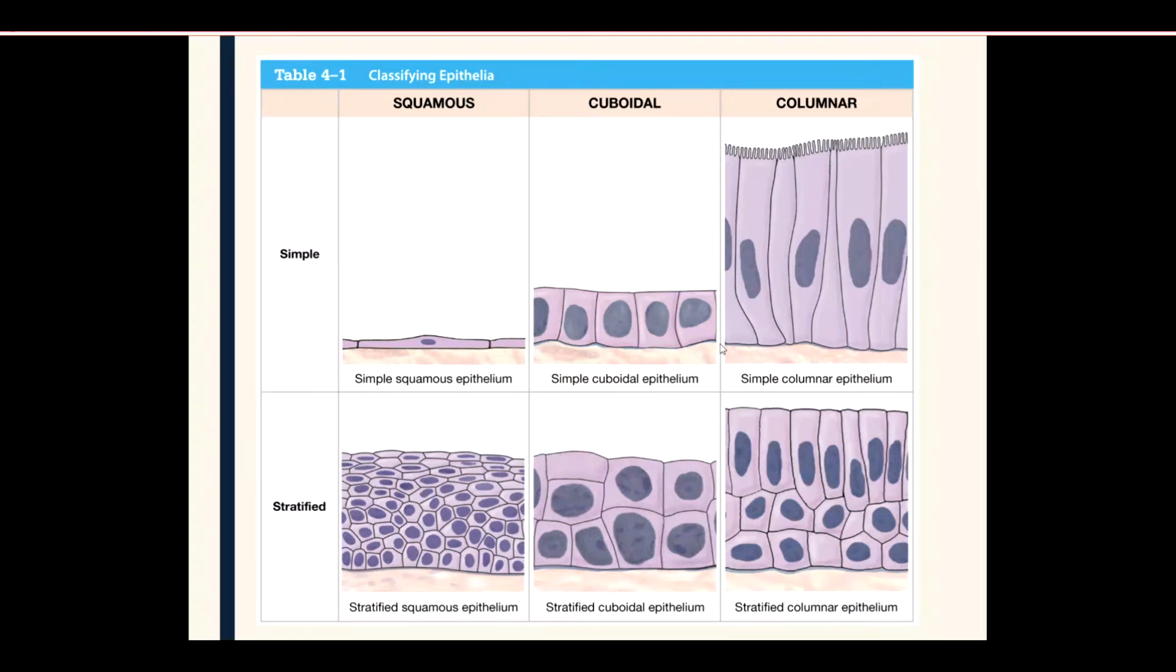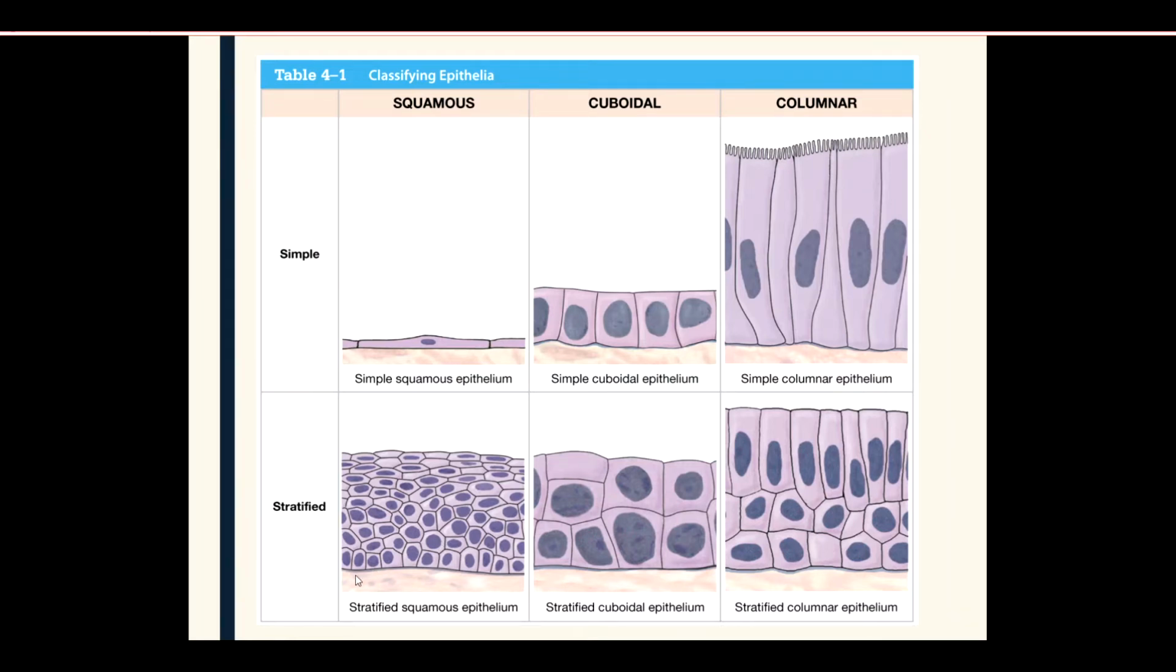So how do we put this all together? If we have one row of flat cells, we would put this together as a simple squamous epithelium. Simple meaning one row, squamous meaning flat. So one row of flat cells. Over here, one row of box-like cells, simple cuboidal, and then one row of tall, slender cells, simple columnar.